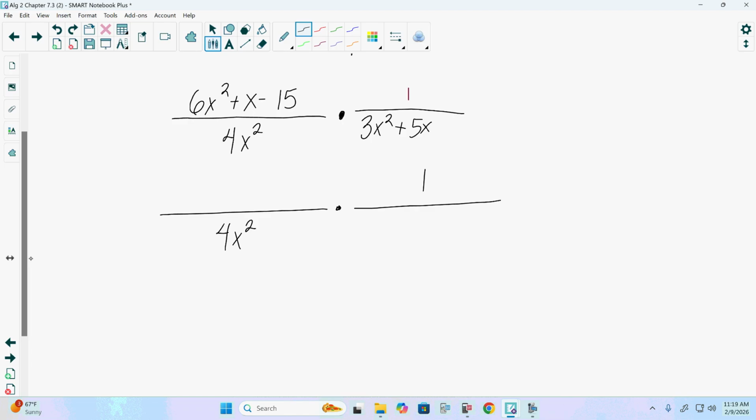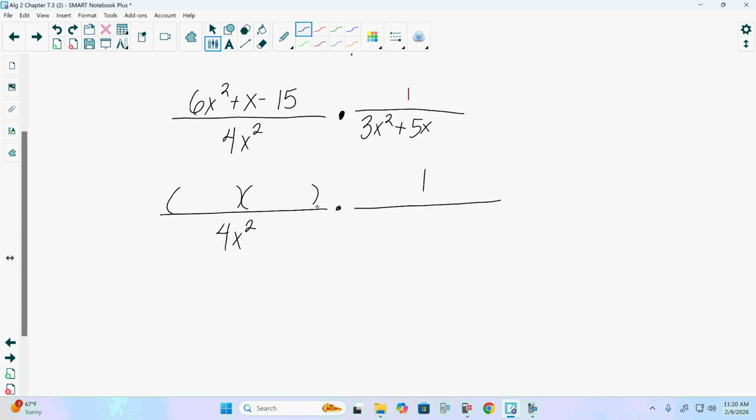Now that leaves us with the only other two spots that we can factor something: 6x squared plus x minus 15 and 3x squared plus 5x. Top or bottom, which one do we want to factor first? Top, 6x squared plus x minus 15. There is no greatest common factor between 6x squared, x, and 15. 15 doesn't have a variable. Now, 6 and 15 do have common factors, but because the middle one is 1x, there's nothing in common with all three.